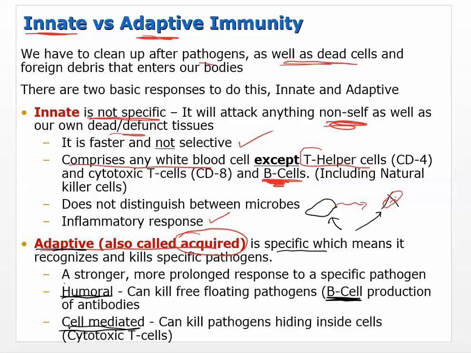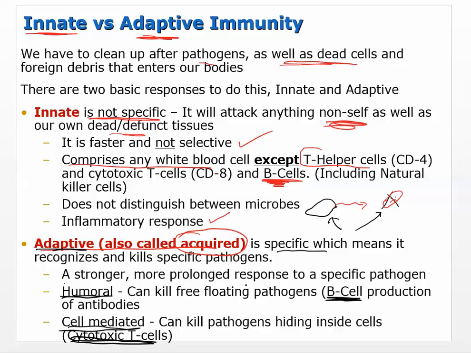Cell-mediated, so the idea is something hides inside the cell. So you can imagine somebody sneezes on you, the virus gets in, and then the virus kind of moves into your tissue, and then it says, oh, this is scary, and jumps into a cell and hides in the cell. Is it safe? No, it's not safe, because T cells, specifically cytotoxic T cells, will eventually find it.